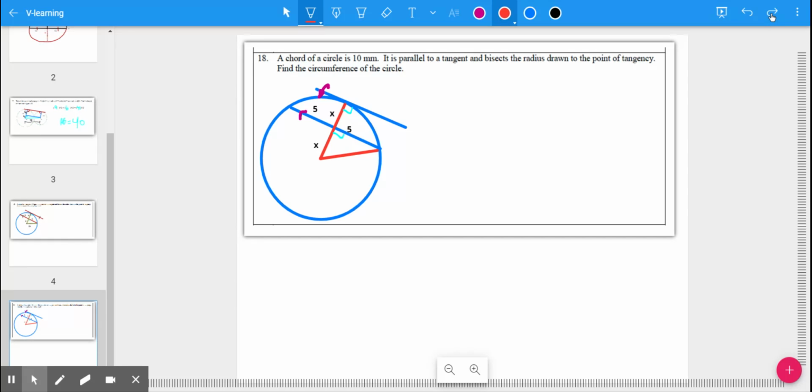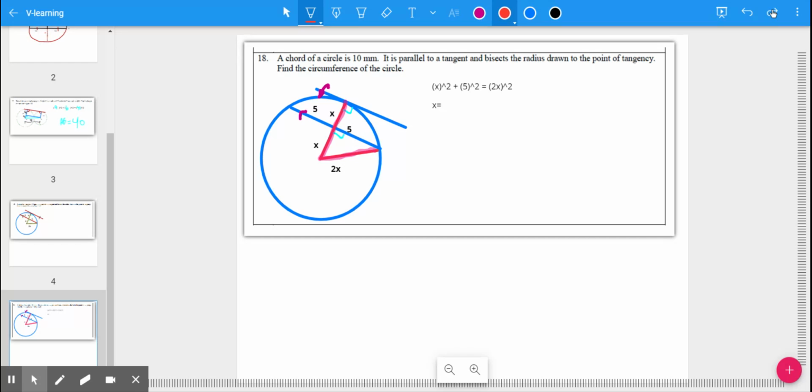I'm going to label each segment as just x, and they're both x because they are congruent. I then realized that one radius is 2x, so the other radius has to be 2x as well, because all radii are congruent. As you can see, I'm going to be using the Pythagorean theorem in my right triangle down here, and I'm going to label that as 2x. So my equation is going to look like x squared plus 5 squared is equal to (2x) squared.